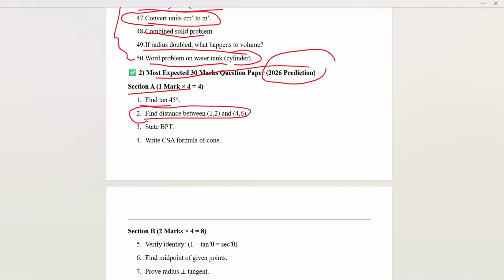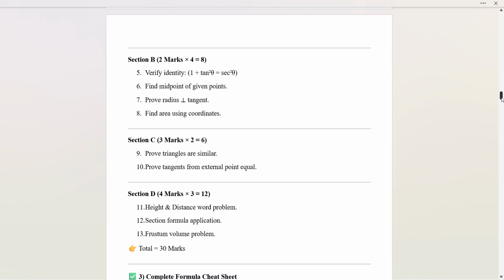You can use the distance formula and calculate the distance from the coordinates. Third is state the BPT theorem. Then write the CSA formula of a cone. These are 4 questions for 1 mark each, and they are easy. For BPT you only need to write the formula. Next, move to the next.